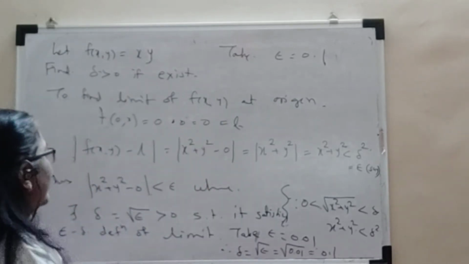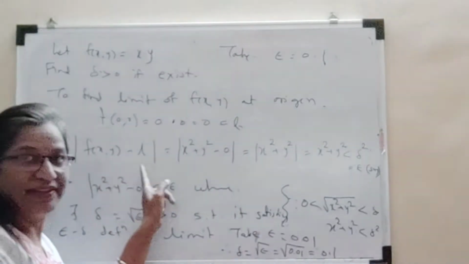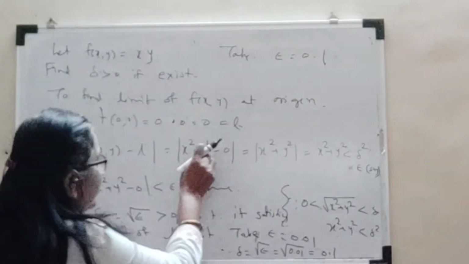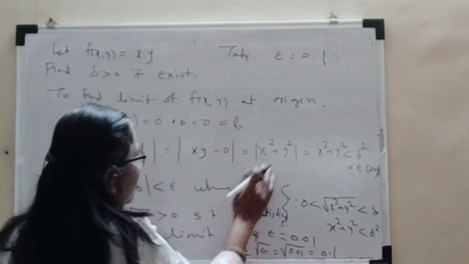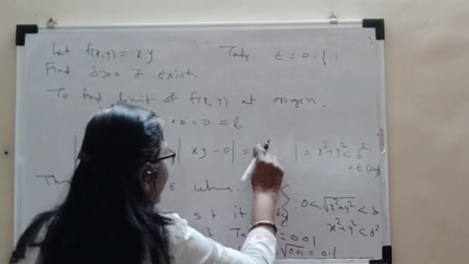Now consider the difference between f of xy and L. So that is equal to this product xy minus 0. So that is nothing but this product xy.